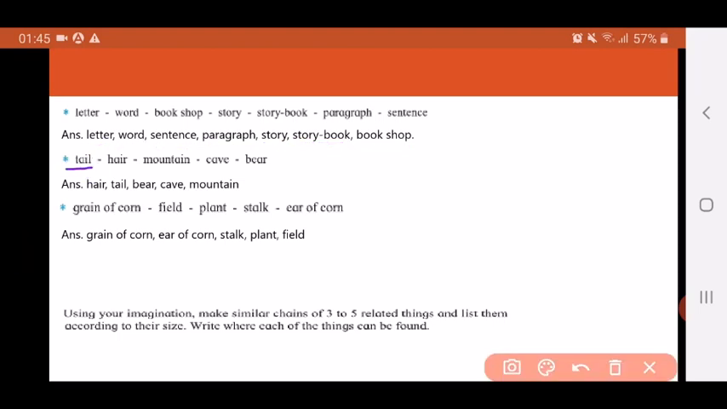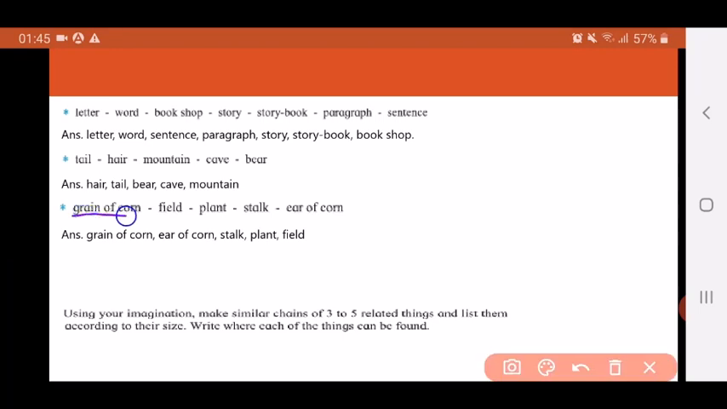Next, tail, hair, mountain, cave, bear. Smallest will be hair, tail, bear, cave, and the biggest mountain.